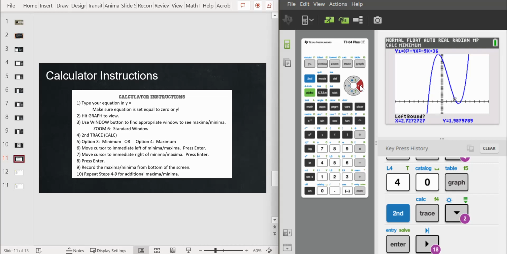You could click right here. You could click right here. You could even click right here. I kind of go about in the middle there. And I'm going to press enter once I'm to the left of it.